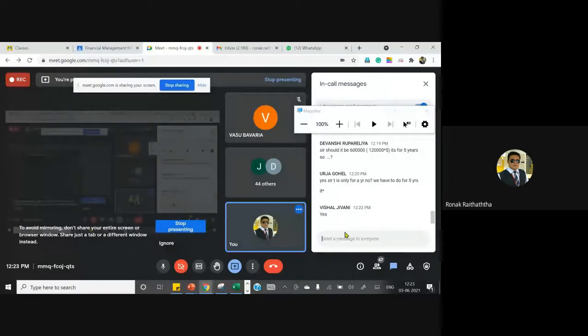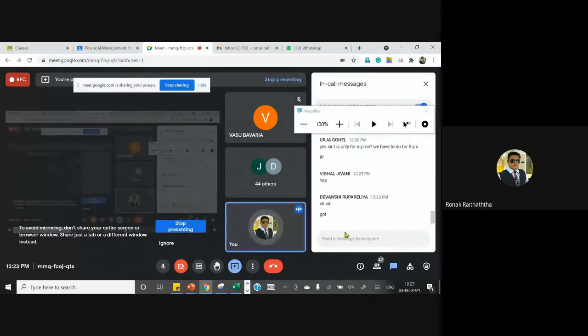See, Devanshi, you will not be multiplying 1,20,000 by 5 because CAGR is also yearly in nature, no? So you want to find the yearly return from the rent as well. Are you getting my point? Devanshi, Urja, both of you are telling me to multiply that by 5. You cannot multiply 1,20,000 by 5 because CAGR stands for compounded annual growth rate. What is the annual return you have got? That's why I haven't multiplied that by 5. Is it clear?